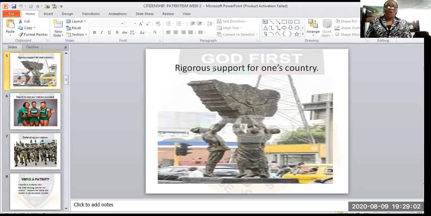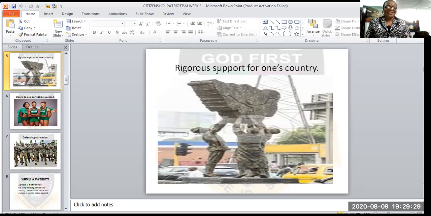You are the future of this nation. And we are looking up to you to support this nation, to uplift this nation, to develop this nation and bring it to a standout position in the world. Yes, we depend on you. So we give the support. We must support our nation to do the very best thing.